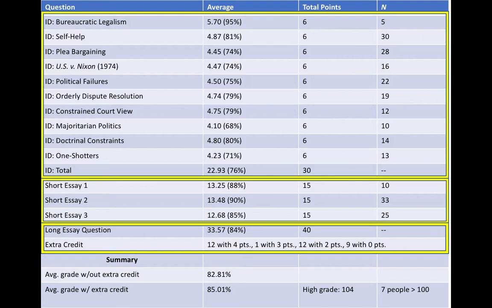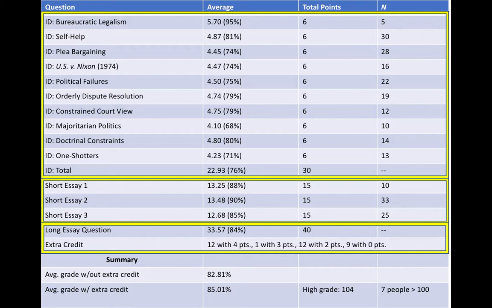As for the extra credit, Robert Kagan was the one who came up with the term adversarial legalism. I got a lot of creative spellings of Kagan, but if you gave it a whirl, I pretty much gave you the points. And then as for vagrancy type laws, that was Caleb Foote's article that we talked about right before the midterm. So 12 of you, about a third of the class, got both of those questions correct, good for 4 points. One of you got 3 points, 12 with 2, and 9 of you got 0 points.